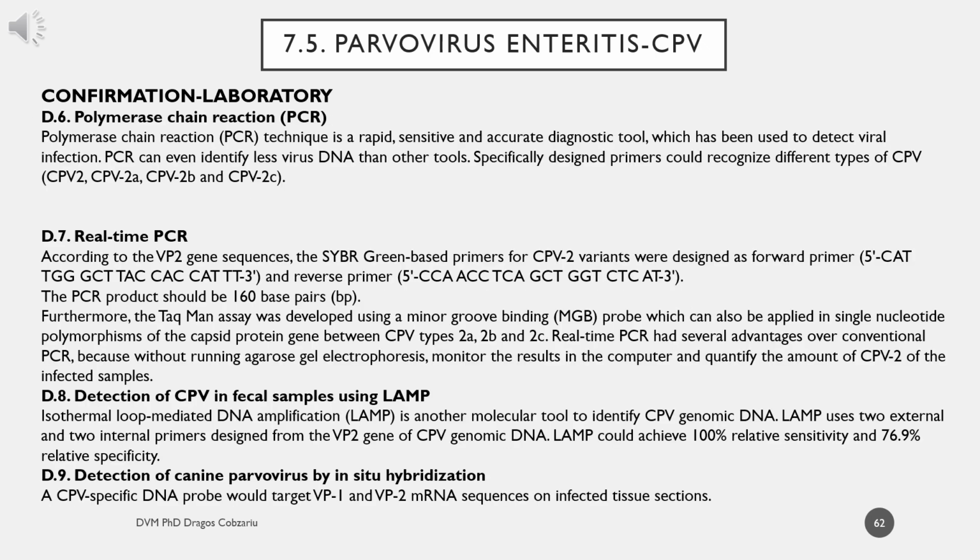D.6. Polymerase chain reaction, PCR. Polymerase chain reaction, PCR, technique is a rapid, sensitive and accurate diagnostic tool, which has been used to detect viral infection. PCR can even identify less virus DNA than other tools. Specifically designed primers could recognize different types of CPV, CPV2, CPV2A, CPV2B and CPV2C.